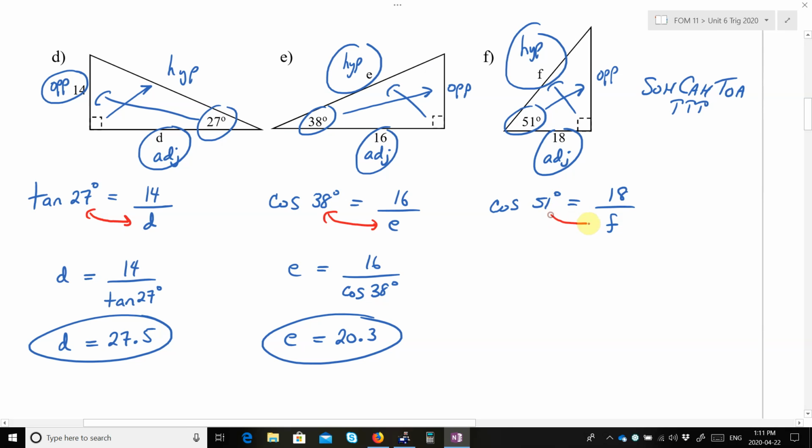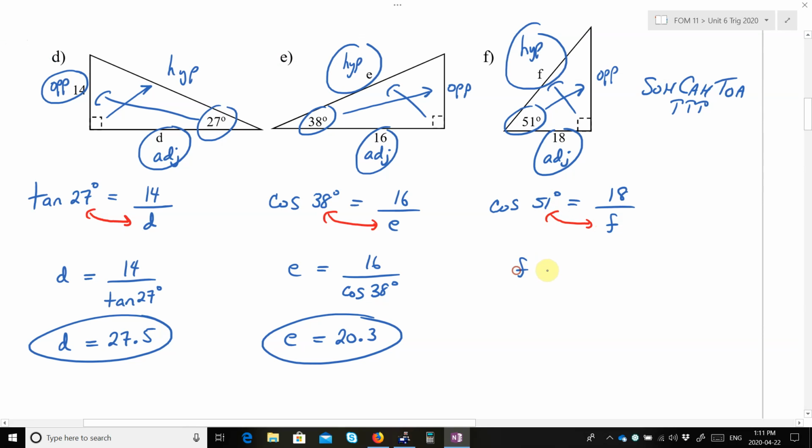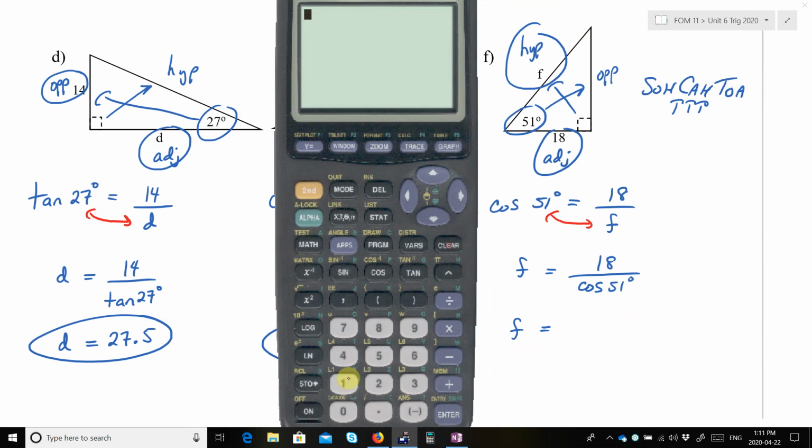And when the unknown letter is on the bottom of the fraction, those guys end up switching spots. And we get F is equal to 18 over cos 51 degrees. So F is equal to 18 divided by cos 51. Bang, 28.6.